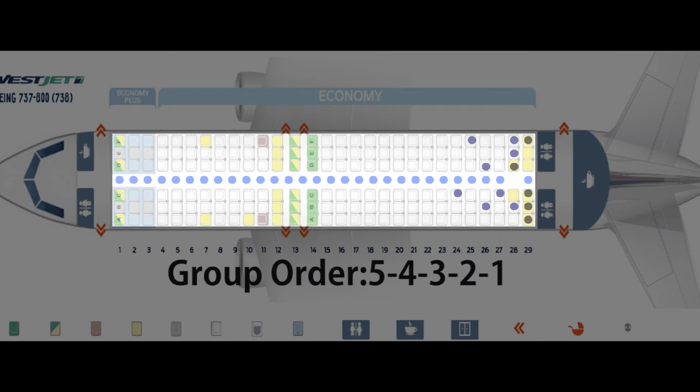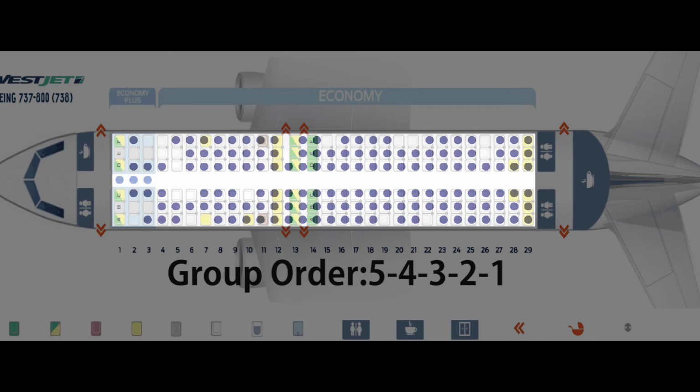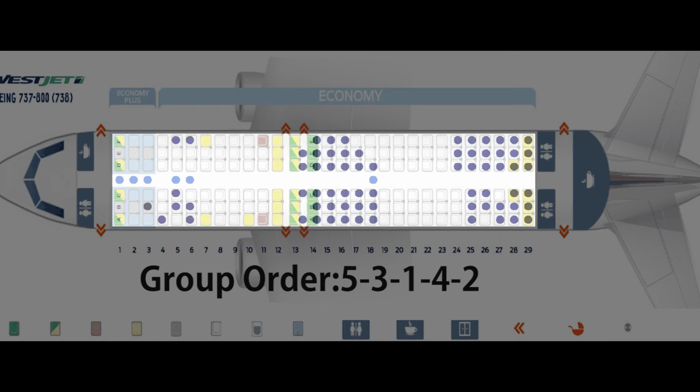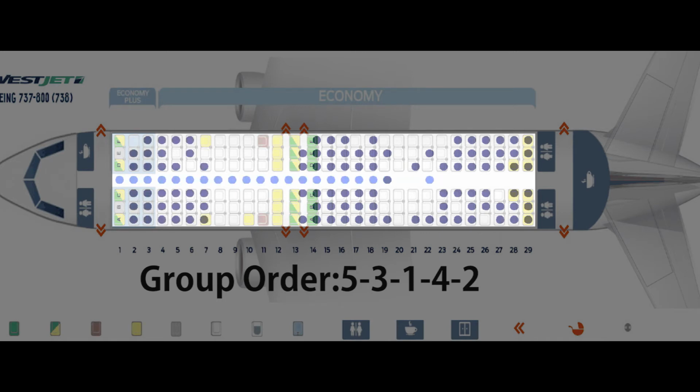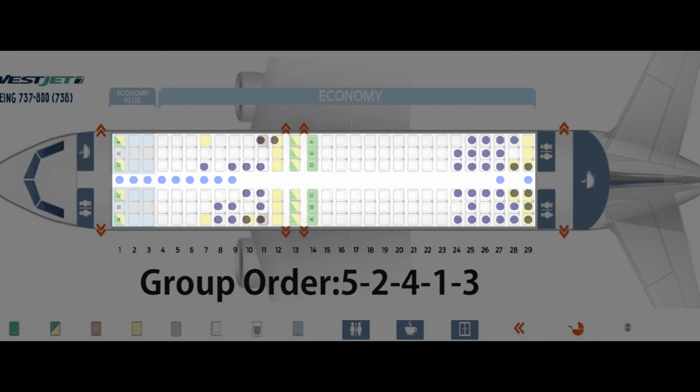Let passengers be divided into 5 groups in order of their seat number. For example, if there are 25 rows of seats in the aircraft, passengers with seats in the first 5 rows are Group 1. Passengers sitting at rows 6 to 10 are group 2, rows 11 to 15 are group 3, rows 16 to 20 are group 4, and rows 21 to 25 are group 5.